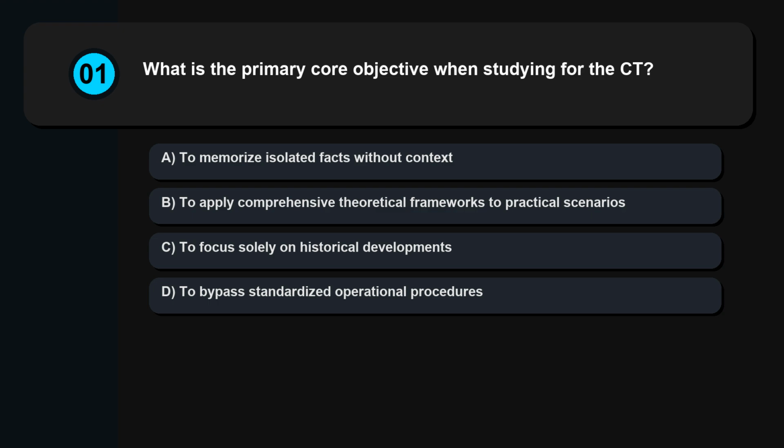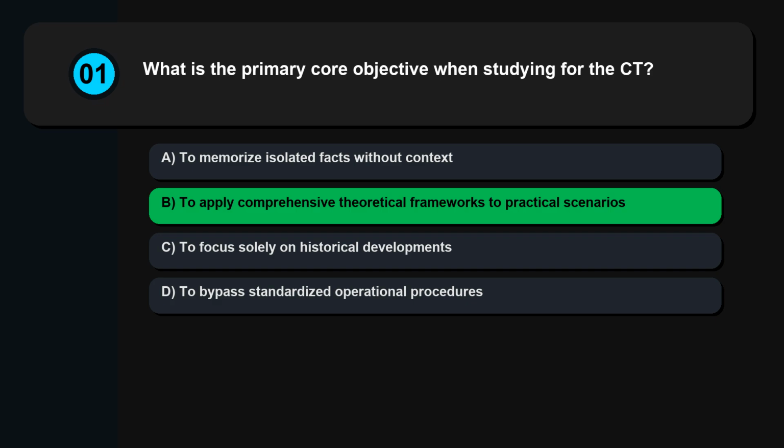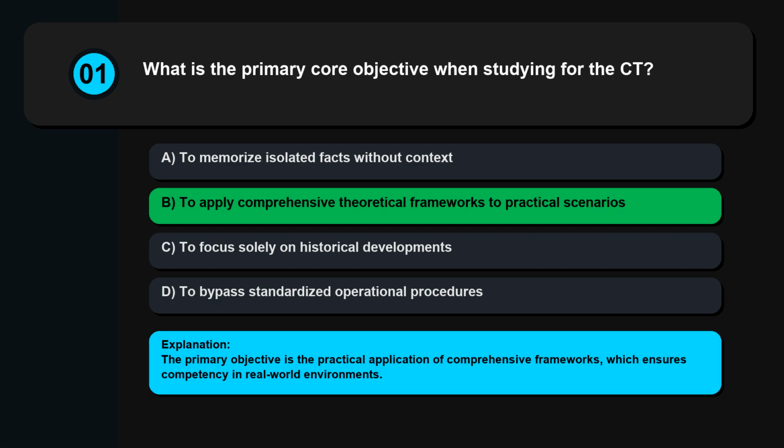Question 1. What is the primary core objective when studying for the CT? To memorize isolated facts without context. To apply comprehensive theoretical frameworks to practical scenarios. To focus solely on historical developments. To bypass standardized operational procedures. The primary objective is the practical application of comprehensive frameworks, which ensures competency in real-world environments.